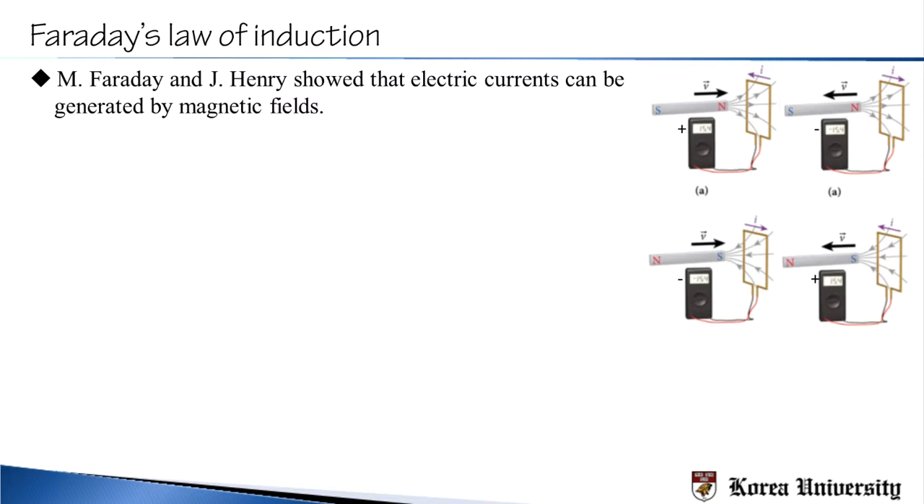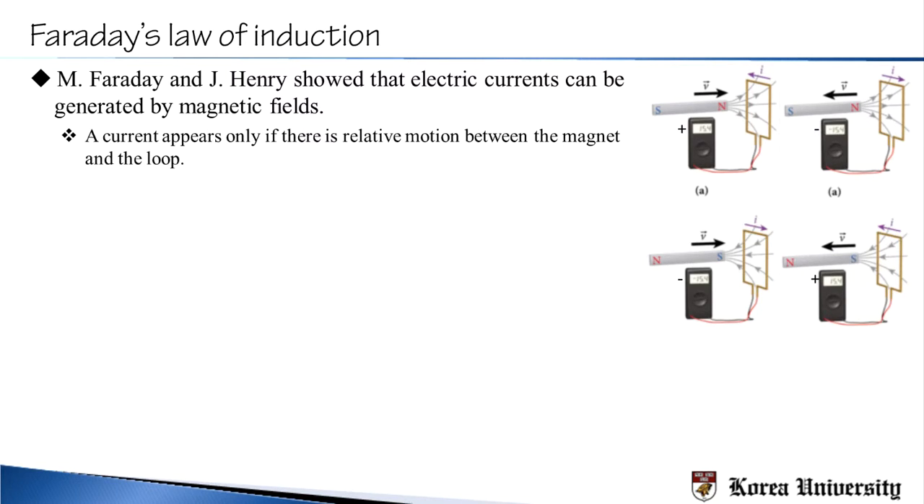The simulated experiments that we have just performed were originally done by Michael Faraday and also by Joseph Henry. They are the people who showed that electric currents could be generated by magnetic fields. So let's summarize what they have observed and what we have observed. We have seen that the current appeared only if there is a relative motion between the magnet and the loop. Loop means the coil.